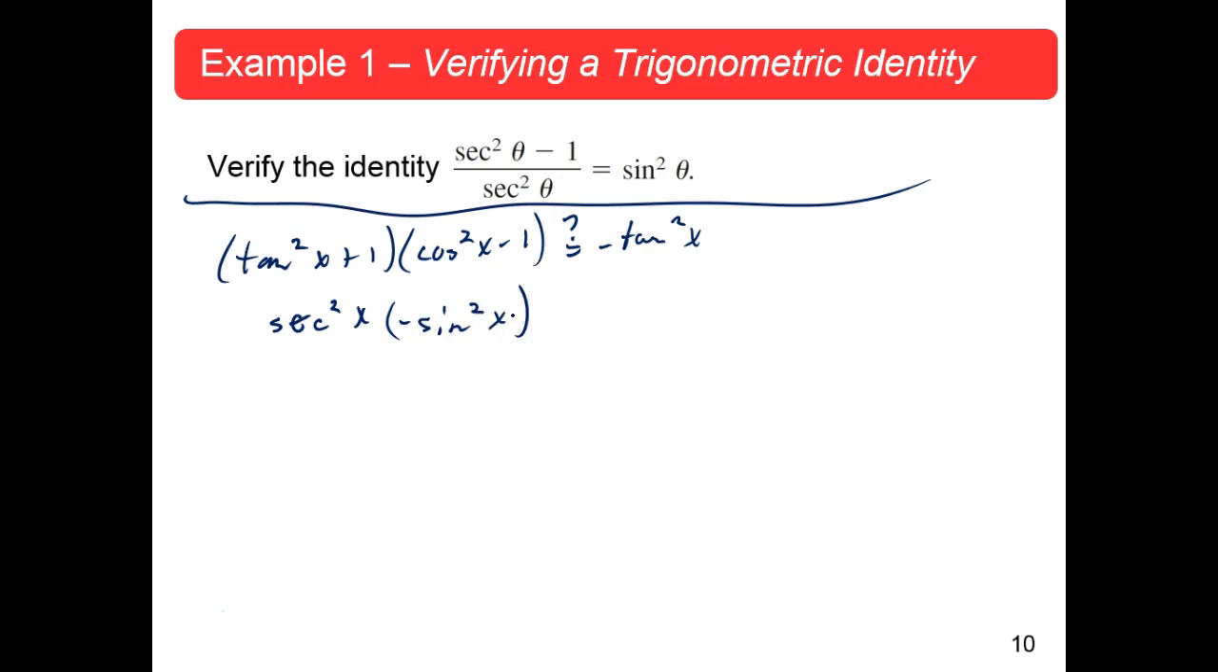Okay? So then you could just make the secant 1 over cosine squared. That's 1 over cosine squared x. That gives you negative tangent squared x.